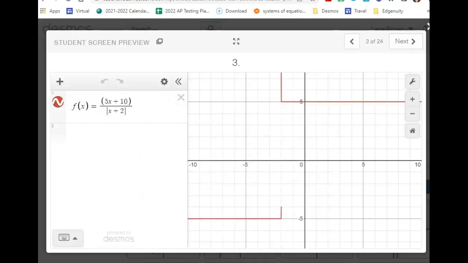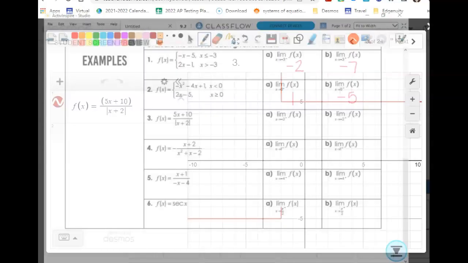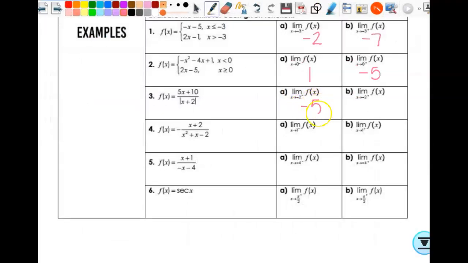Number 3. Now remember these little hook things, if you have an absolute value, these very well may show up. It's just a graphing glitch. I don't really know why. Okay, so as we approach -2 from the left, what's my limit? -5. And as I approach -2 from the right, +5. Good. -5 and 5.